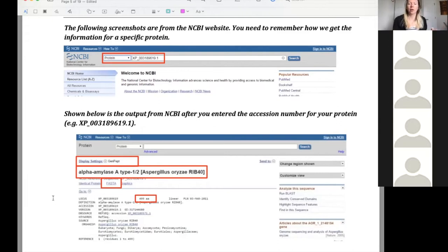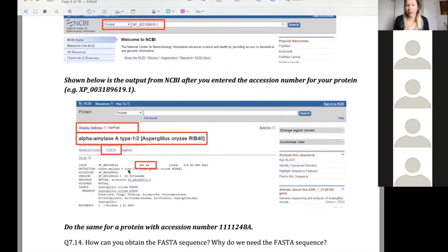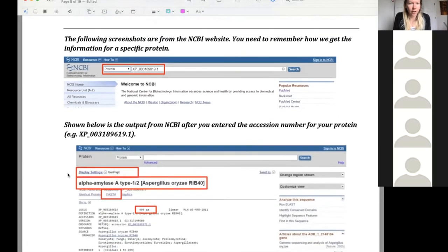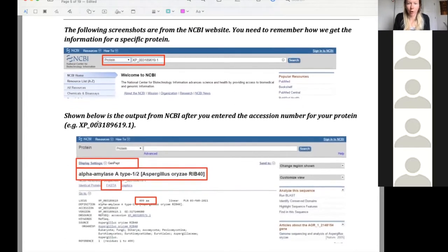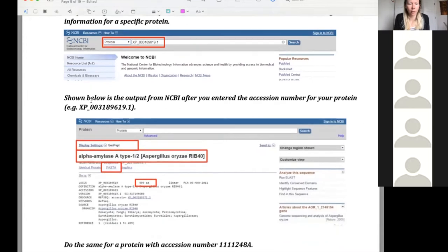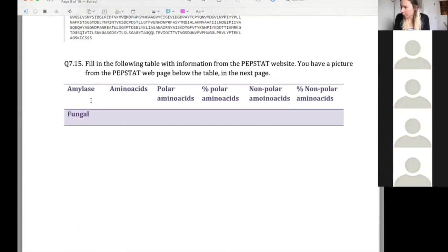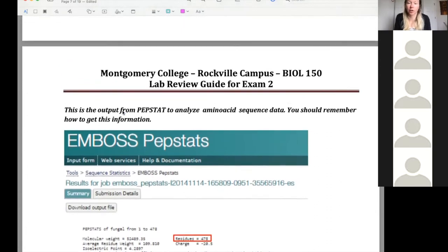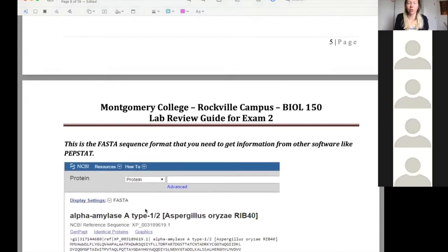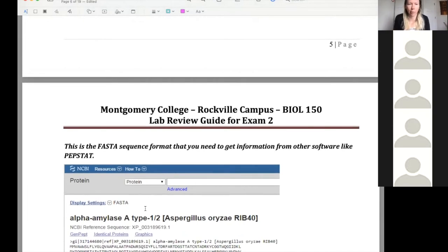So you just open up the page and then it tells you to input a certain accession number, the sort of catalog number for the protein. And then it asks you a couple of questions about that protein. So you want to be sure that you know how to derive relevant information from what the computer program spits out at you. The only two websites you're going to need to know how to navigate are the NCBI website and the EMBOSS PepStats website. So it's just those two. And like I said, you don't need to memorize the web address because it's going to be bookmarked for you.